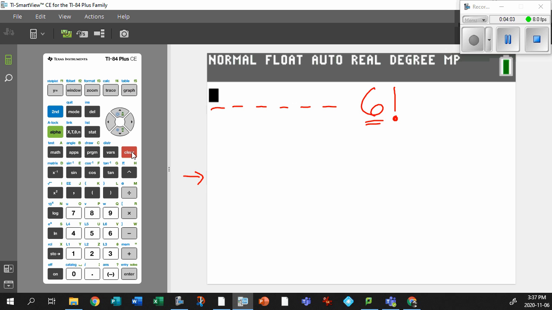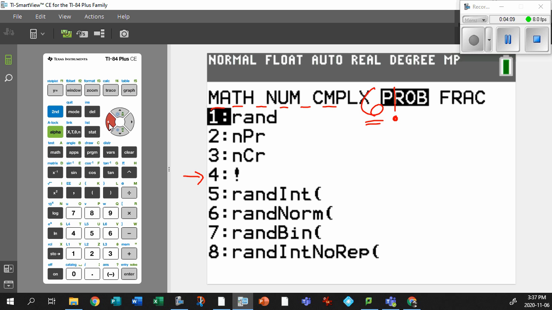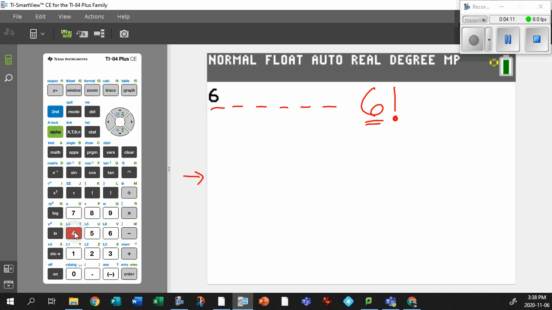We want 6 factorial. So I got to go back into math. I got to mouse over to probability again, all the way down to 4, and there's my 6 factorial, which gives me 720. Oh, that's a lot more convenient than going 6 times 5 times 4 times 3 times 2 times 1, right? It's just that factorial button is so much nicer.